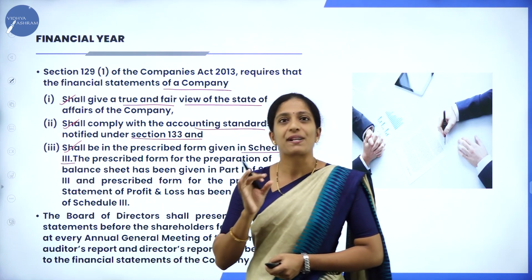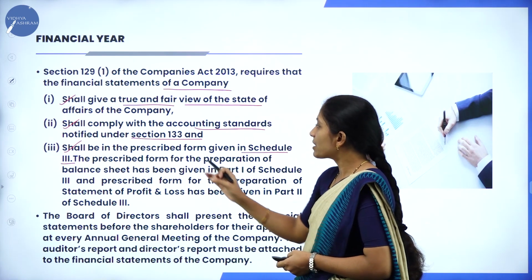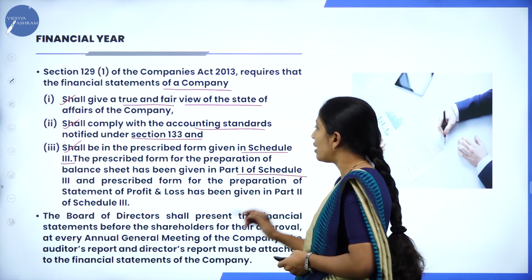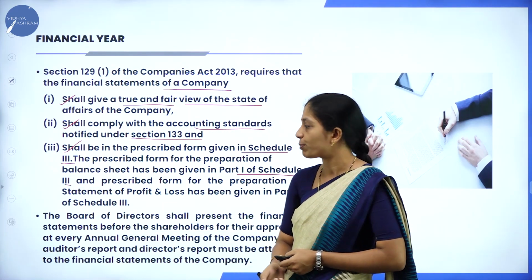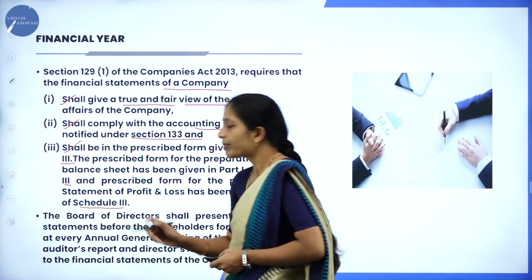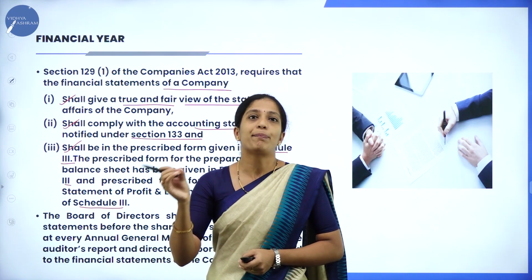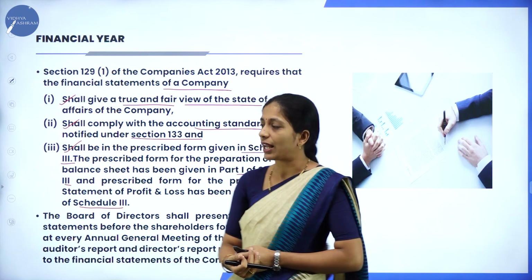So it should be in the prescribed form only, which is mentioned under Schedule 3. The prescribed form for the preparation of balance sheet has been given in Part 1 of Schedule 3, and the prescribed form for the preparation of statement of profit or loss has been given in Part 2 of Schedule 3. So, under the Companies Act, Schedule 3, Part 1 and Part 2 is for preparation of balance sheet as well as statement of profit and loss.